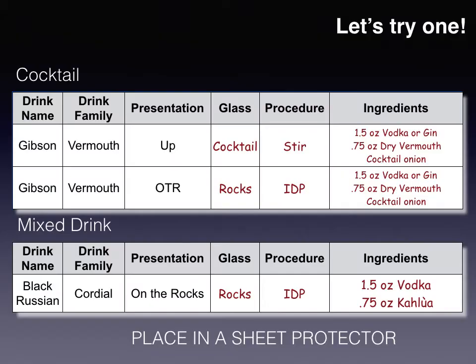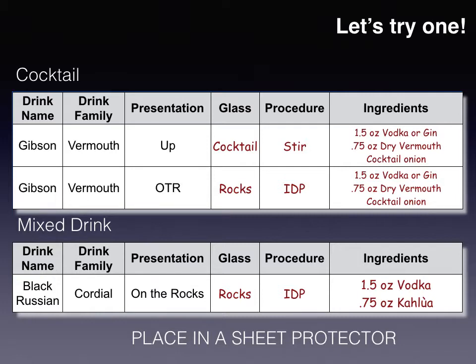Let's give one a try. So our first cocktail would be the Gibson. Notice that the drink name is there. It tells you which family. It belongs to the vermouth family. And then you list, if it's presented up, what kind of glass the customer would need, what kind of procedure we need to make the drink, and then what are the ingredients.